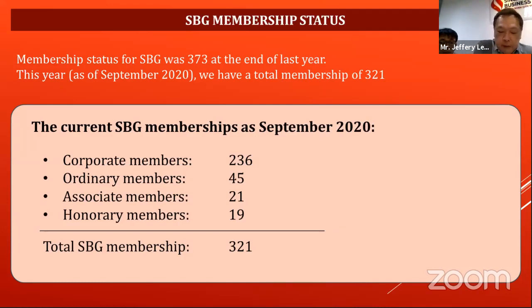So our membership status, of course, we cannot expect it to be as good as the pre-COVID situation. The membership at the end of last year was 373. So as of September this year, we still managed to maintain a total membership of 321. So many thanks to the Secretariat team for their hard work. Thanks to Ellie, Emily, and Wee. Thank you very much.